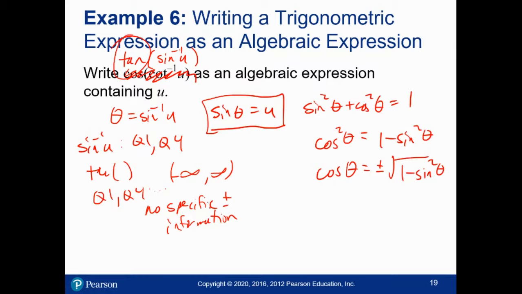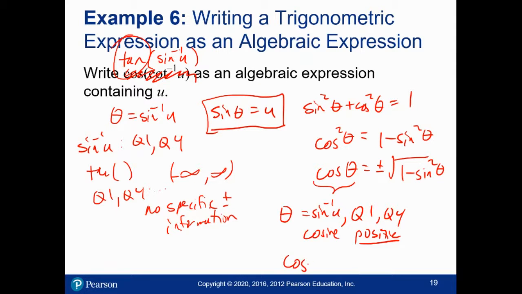Okay, but I could be a little bit more specific here, because notice we're not dealing with a tangent, we're dealing with a cosine. So since theta is the arc sine of something, it's in quadrant 1 or quadrant 4, and therefore cosine is positive. So because theta is specifically in quadrant 1 or quadrant 4, I can say cosine of theta is definitely the square root of 1 minus sine squared theta. So even though the tangent bit wasn't going to be specific, this intermediate step of cosine is.